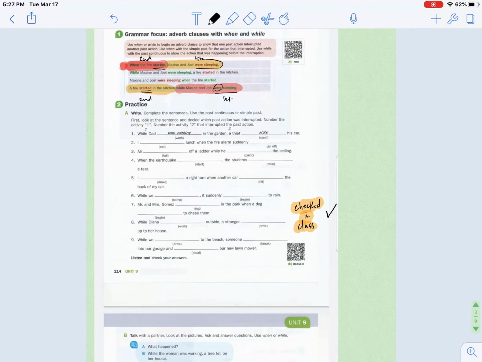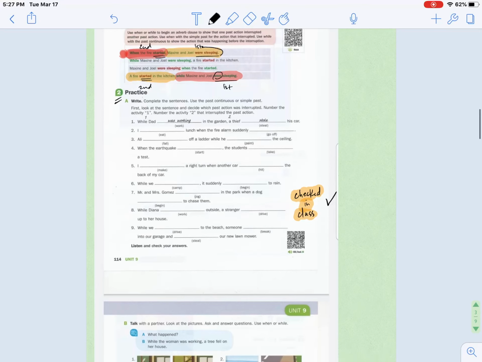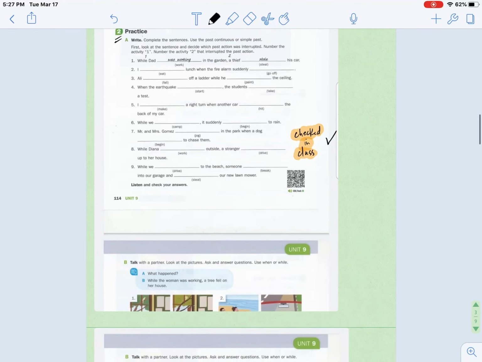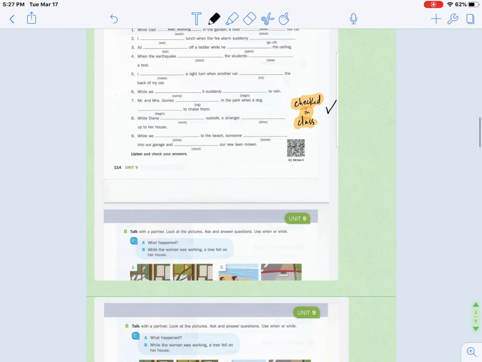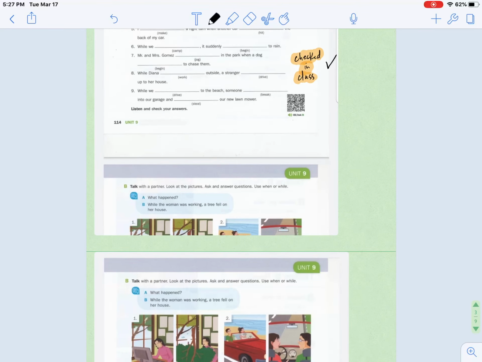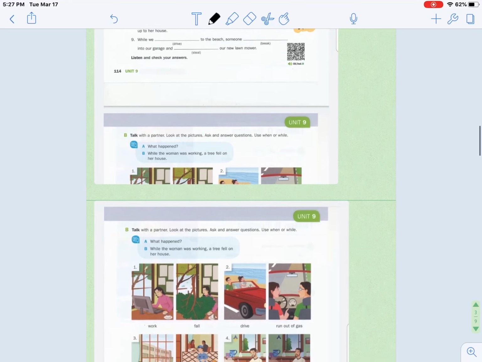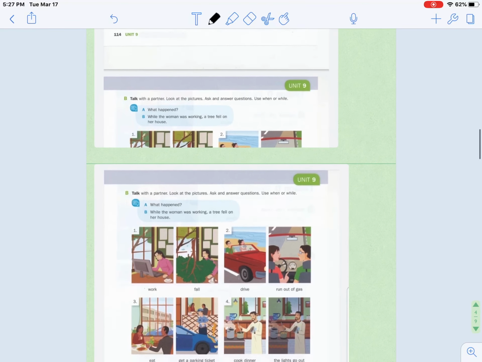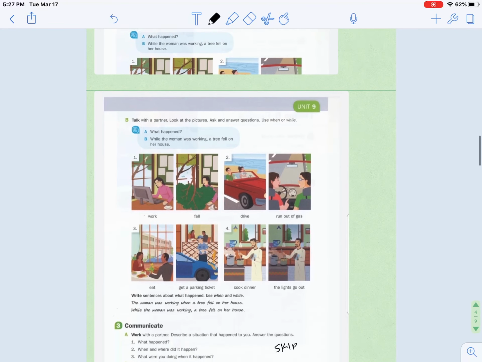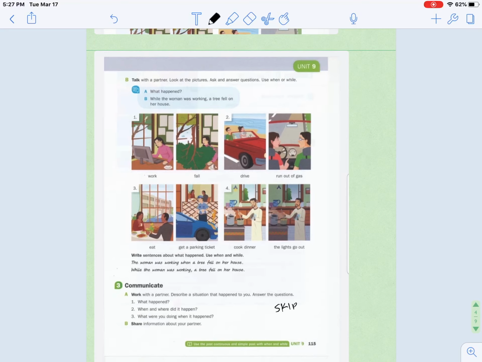Please make sure that you finish exercise 2. If you didn't already finish, and if you did finish, you will be checking that with your partner tomorrow over a phone call. Now I'm going to continue down to page 115, and on page 115, exercise B, we will be doing it by ourselves.